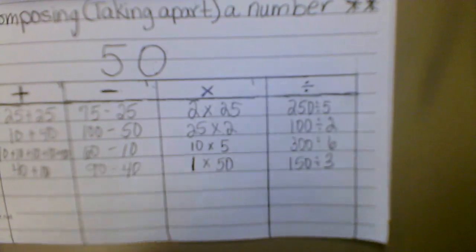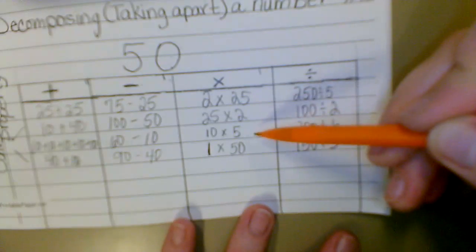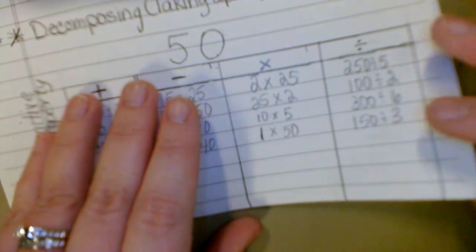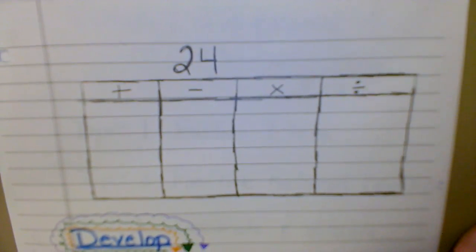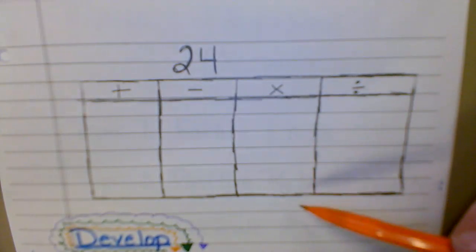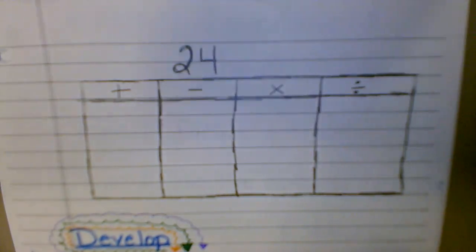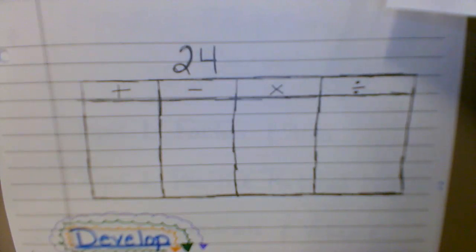Okay, so doing this will probably take you a little while because I know you guys are not completely fluent in your multiplication. So this may take you a little bit of time to come up with. So that is what your assignment is going to be. Your assignment is going to be breaking apart the number 24. So how can we get 24 with addition, subtraction, multiplication, and division? You're going to work it the same exact way I did with the 50. You're just doing 24.